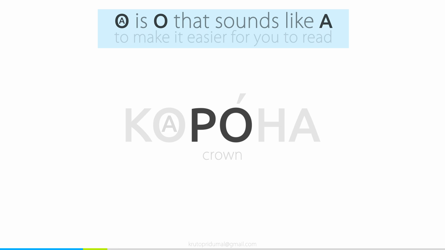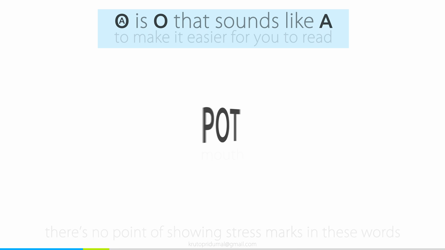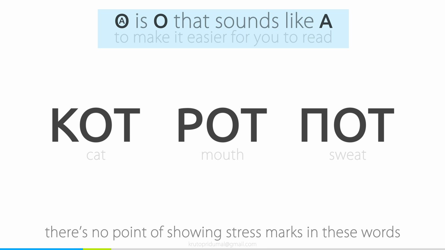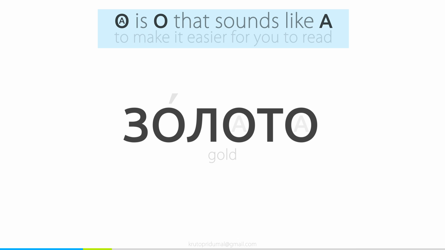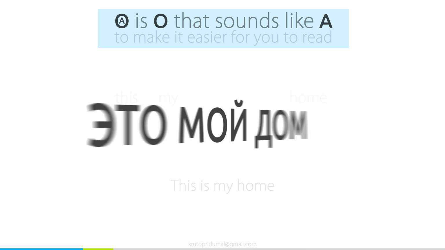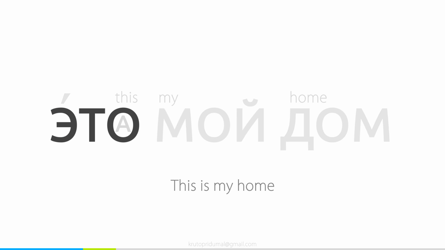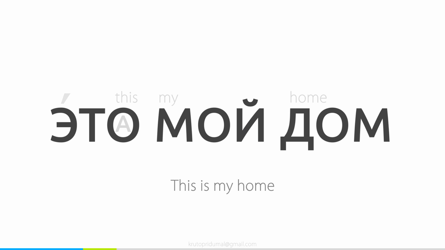Like in corona. When there is only one syllable, you don't have any options for where to put your stress. That's why in short words like this one, it sounds like O. Rot, kot, pot, but when it's not stressed, it becomes A. Just like in золото. Let's take a simple sentence. Это мой дом. Although это is pretty short, it has 2 syllables, and the stress goes on the first one. Это мой дом.